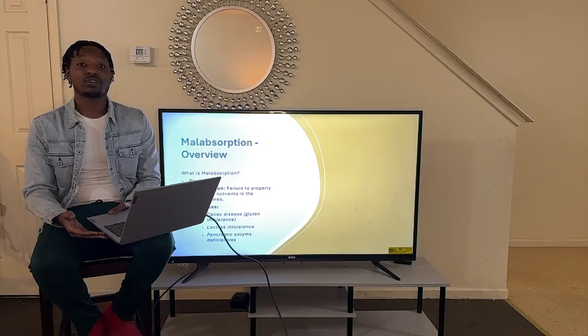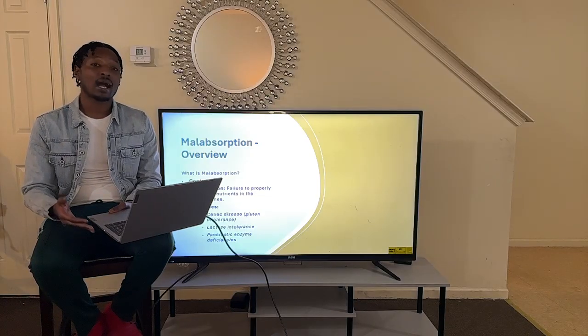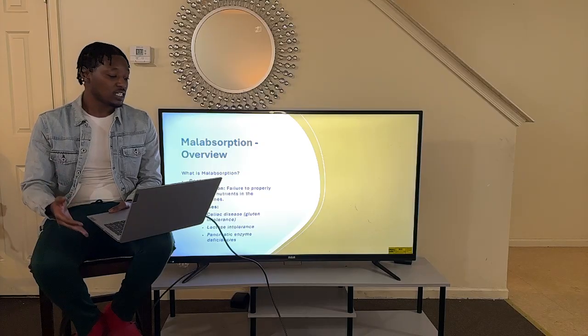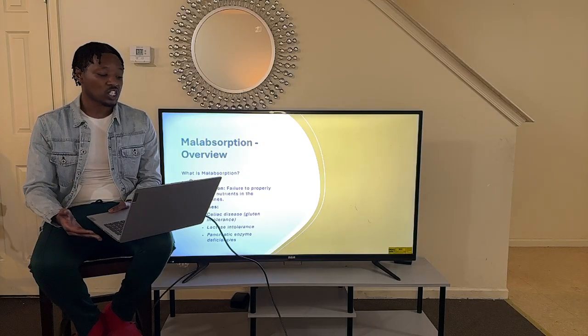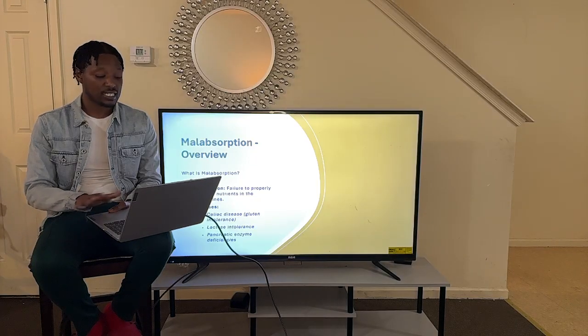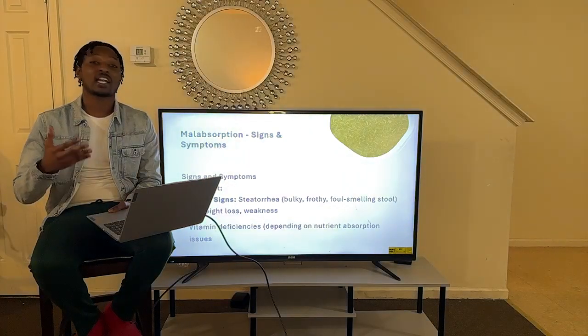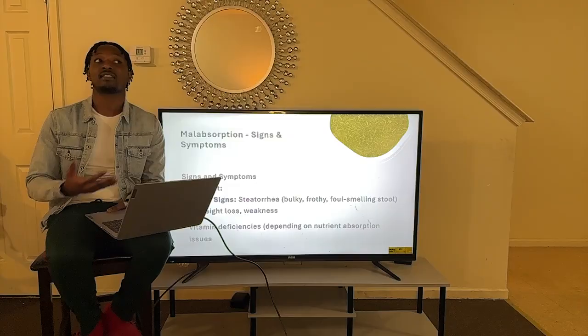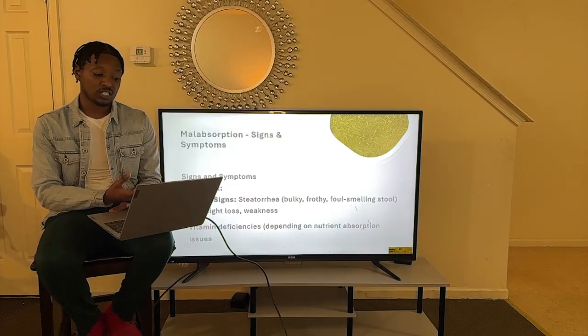Malabsorption. This is pretty much when you are failing to properly absorb the nutrition in your intestines. This could be caused by celiac disease, which is a gluten intolerance, lactose intolerance, and pancreatic enzyme deficiencies. Pretty much if you are not absorbing all of the things that you are eating, your electrolytes and all of your vitamins, this could lead to malabsorption.